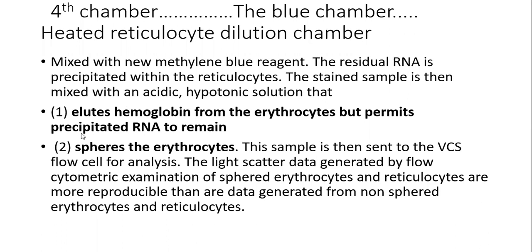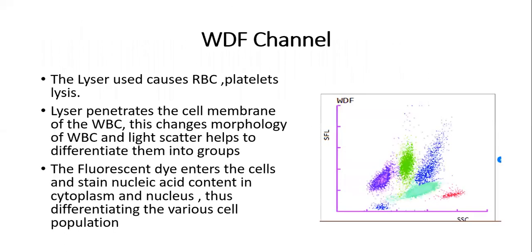and the rest of the hemoglobin is eluted out. Another important feature is that inside the fourth chamber, the RBCs may be of any shape, let us say spherocyte, elliptocyte, or target cell, but ultimately they change into spheres. With the help of this diluting fluid, the spheres are produced. And once these spheres are produced, either a fluorescent dye is added, or with the help of VCS technology, you can count the reticulocytes.